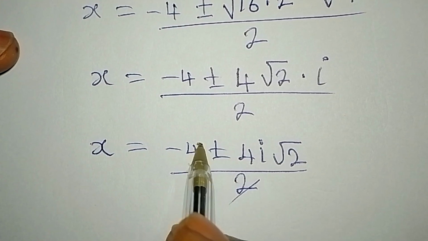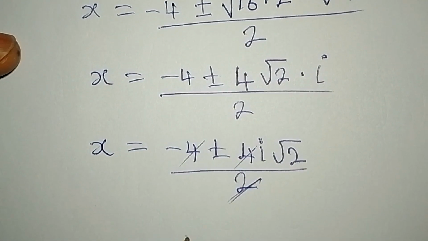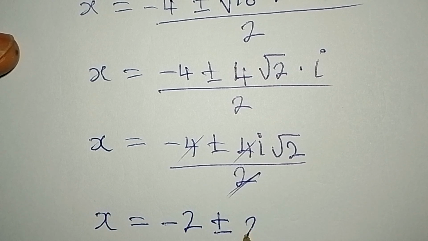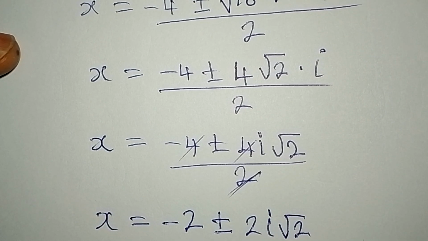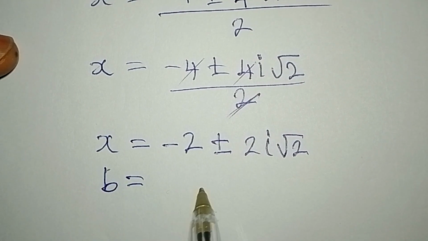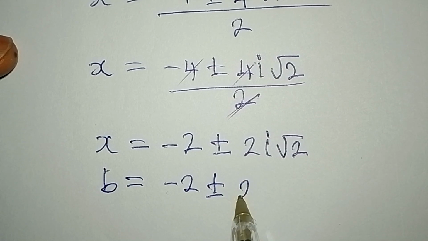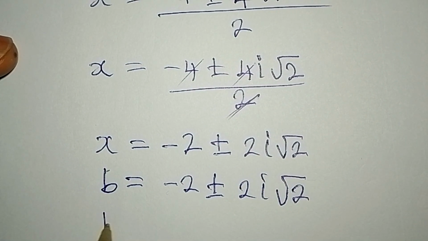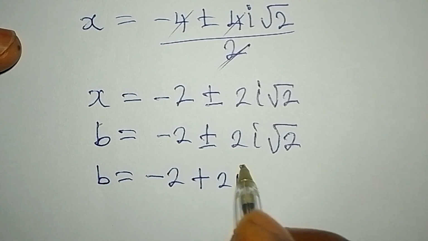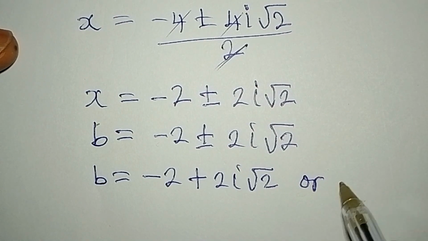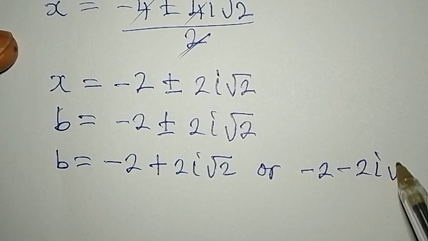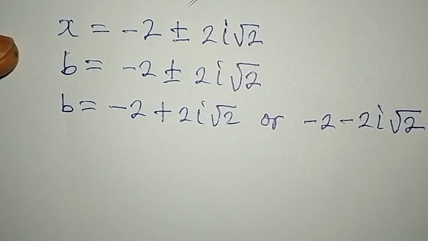Now what can we do? 2 can go here and the same 2 can go there. So we'll have x to be equal to minus 2 plus or minus, we have 2i, then root 2. Okay, so this is what we have. And remember that this x is still b, so our b now is minus 2 plus or minus 2i root 2. So this means that b is equal to minus 2 plus 2i root 2, or minus 2 minus 2i root 2.